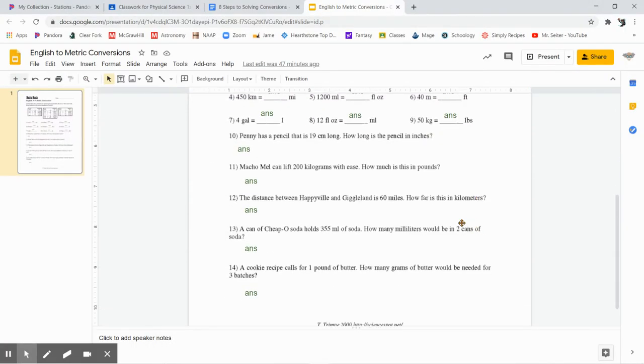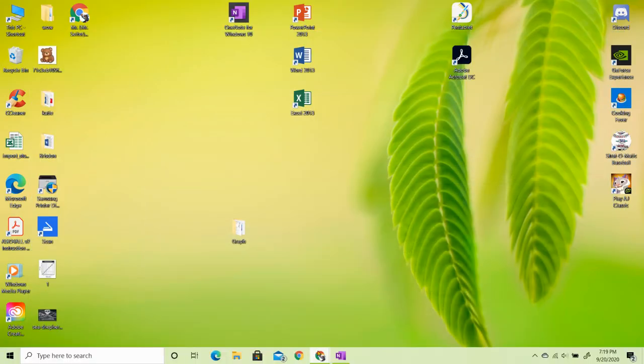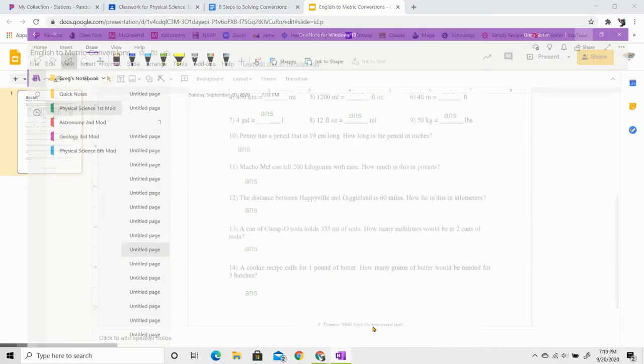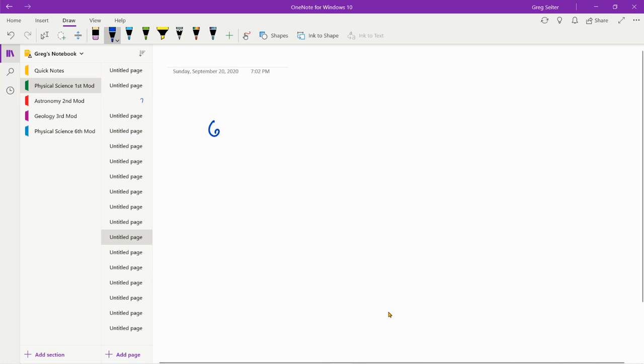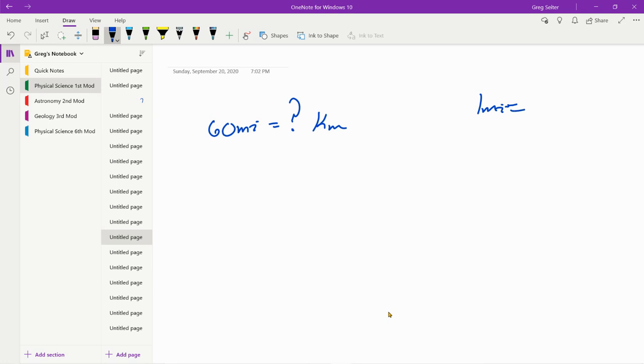The distance between Happyville and Gigglyland is 60 miles. How far is that in kilometers? Happyville to Gigglyland. All right. 60 miles. So 60 miles equals how many kilometers? 1 mile equals, excuse me, 1.609 kilometers. All right, so 60 miles.